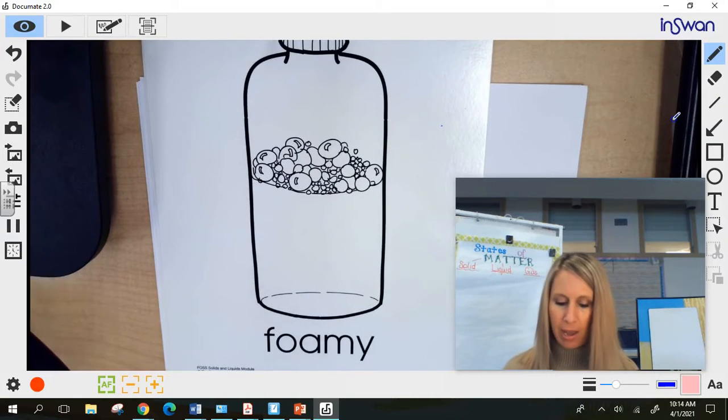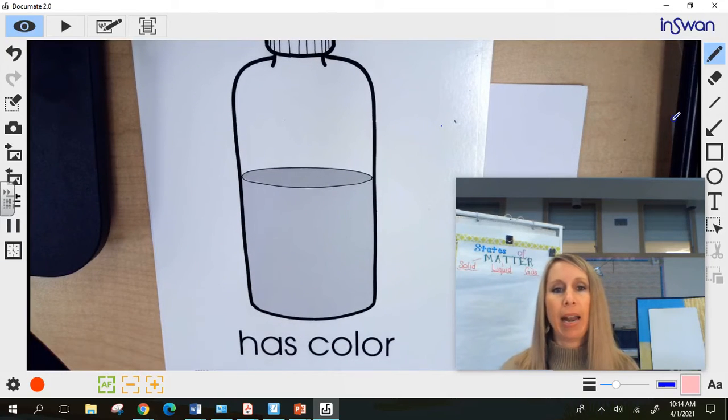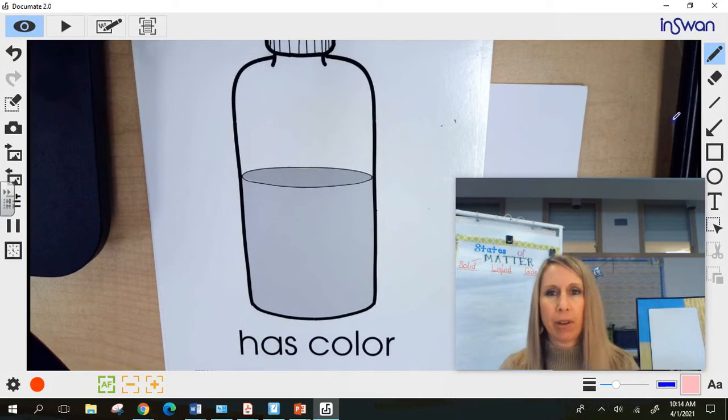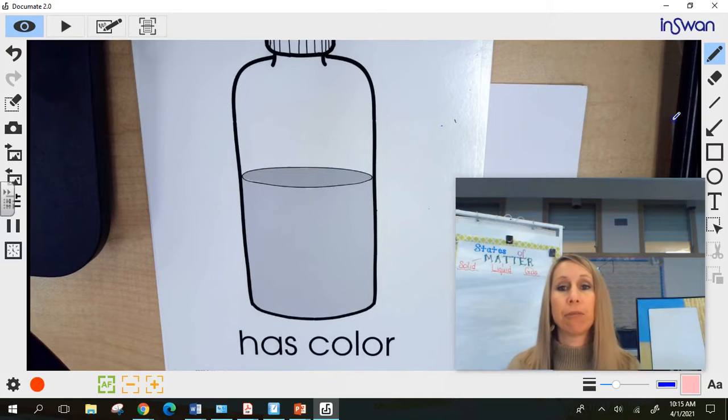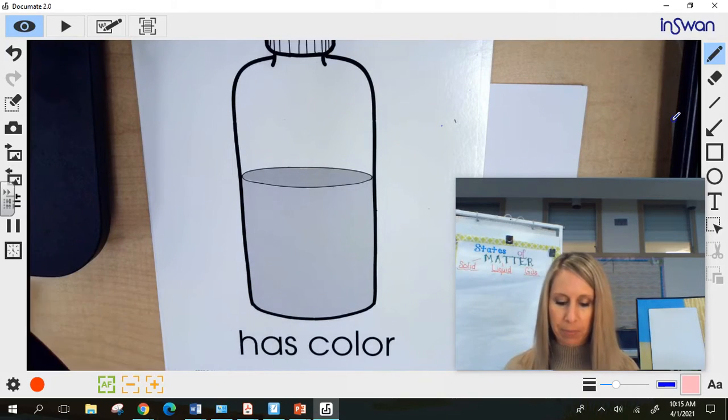Now let's look at some other things that we might use to describe liquids. Some liquids might have a color, so we will say it has color. We looked at some the other day, like our dish soap. Most of you could go look in your kitchen right now and you'll see your dish soap. And often it has color to it. So that's something we'll look at with our liquids.